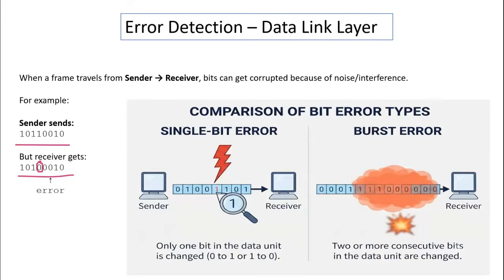There are two types of errors, single bit error and burst error. If only one bit in the data is changed, that is either 0 to 1 or 1 to 0, it's called a single bit error. This is an example of single bit error. If two or more consecutive bits in the data are changed, it's called a burst error, or multiple bits error.